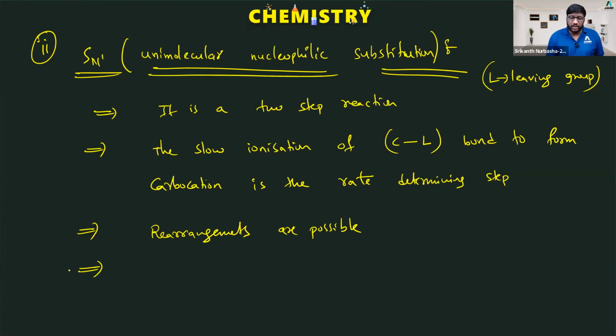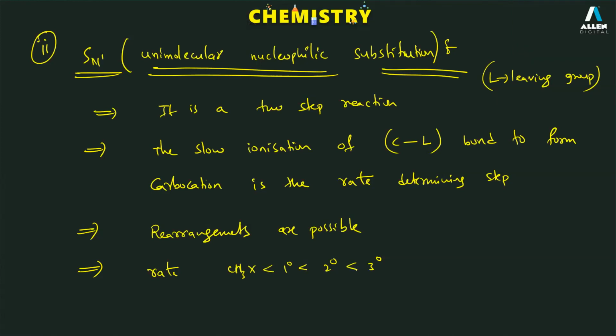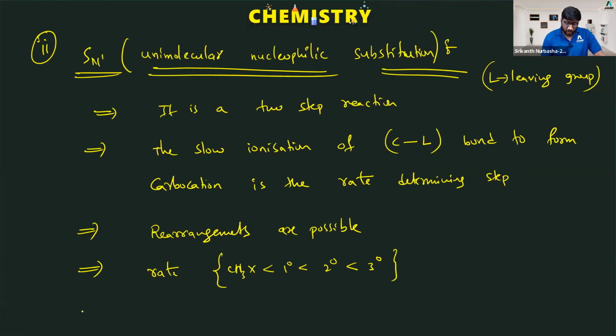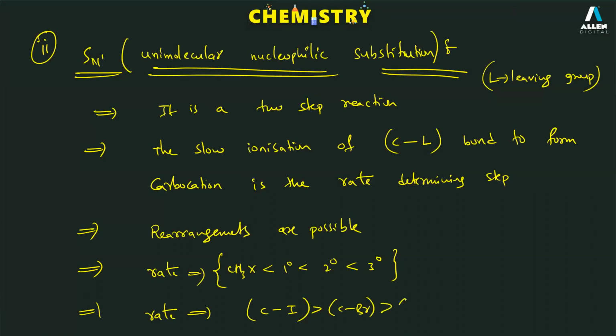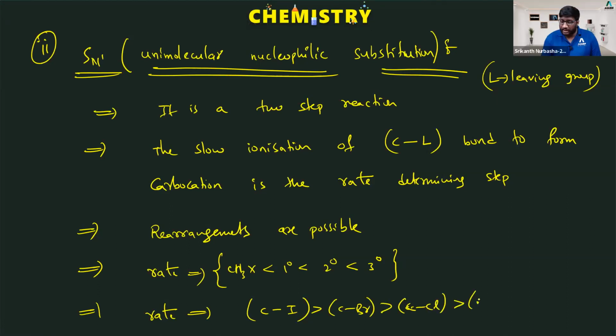So what type of carbocation is more stable? If you try to compare the rate for CH3X, primary, secondary, tertiary, which will have the higher rate? Tertiary, because obviously the tertiary carbocation is more stable due to more number of hyperconjugated structures. Regarding the leaving group in the carbon-leaving group bond, the better the leaving group, obviously you will have greater rate for SN1 as well. So C-I, C-Br, C-Cl and C-F: this is the same order for SN2 as well as SN1, because the better the leaving group, the greater will be the rate.